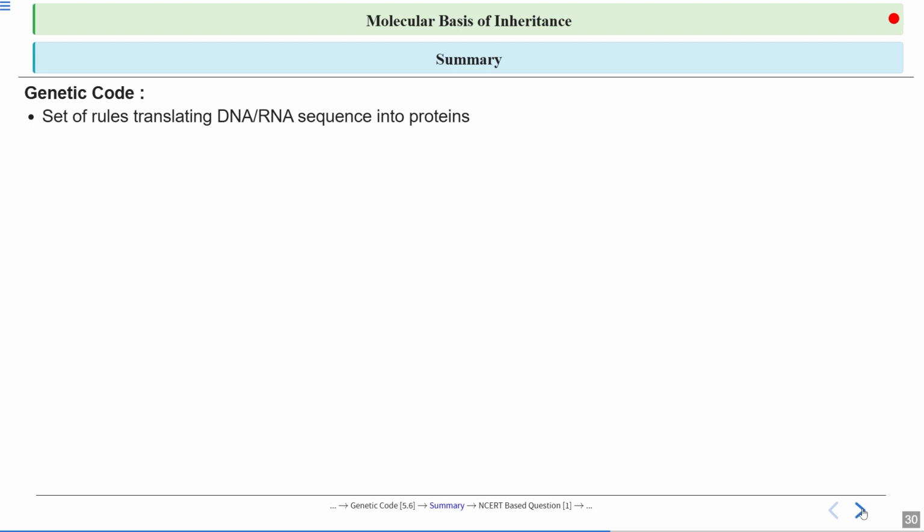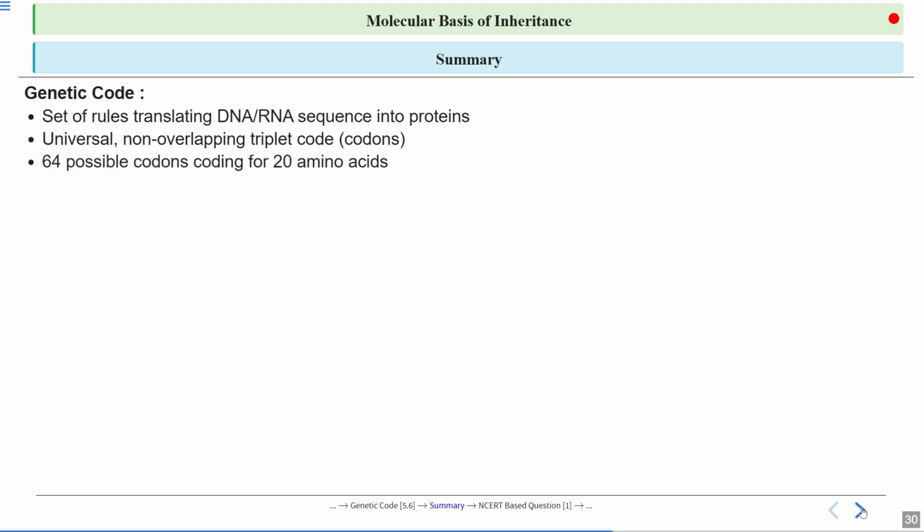So what is the summary of today's class? First, we have a set of rules for translating DNA and RNA sequence into proteins. This genetic code is universal, with non-overlapping triplet codons, 64 possible codons coding for 20 amino acids. Multiple codons can code for the same amino acid.